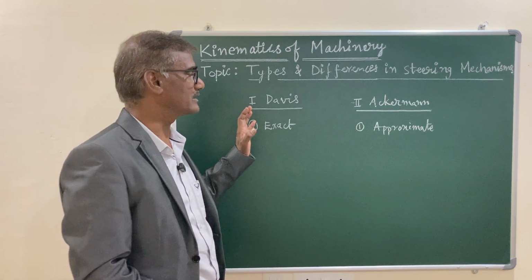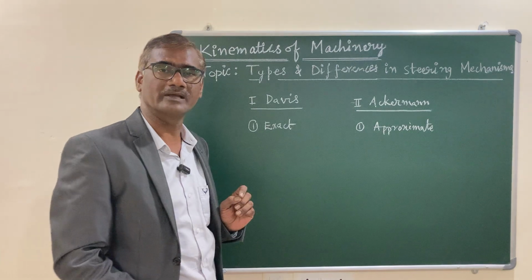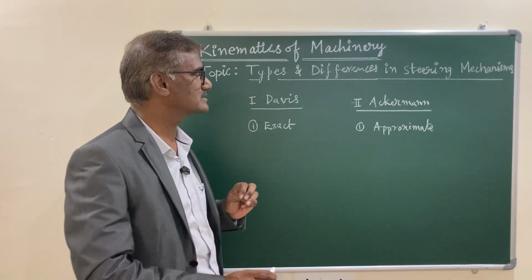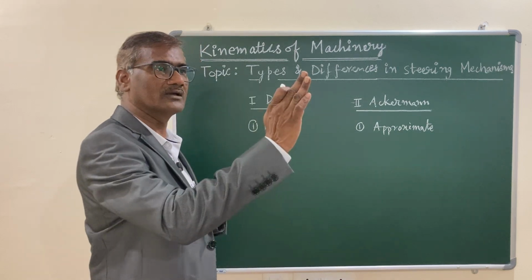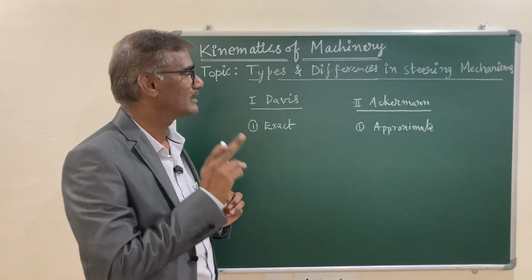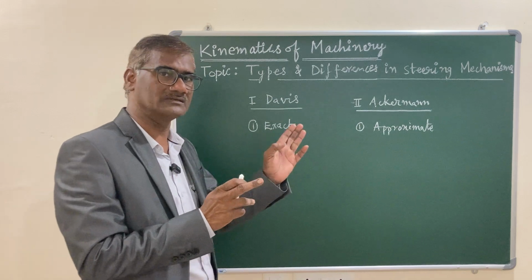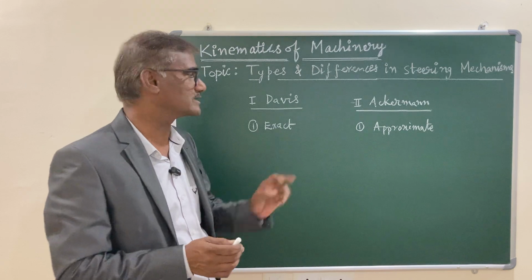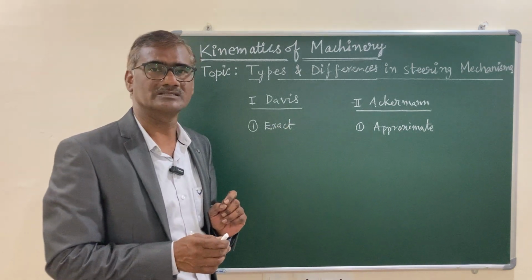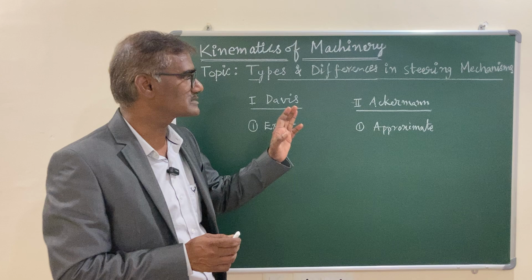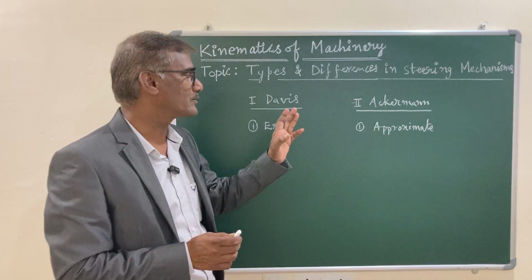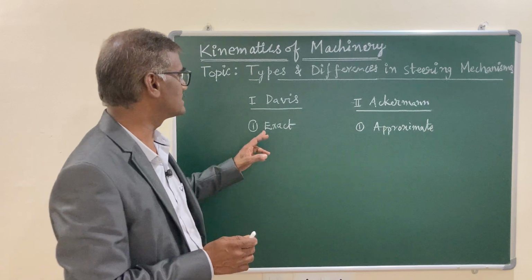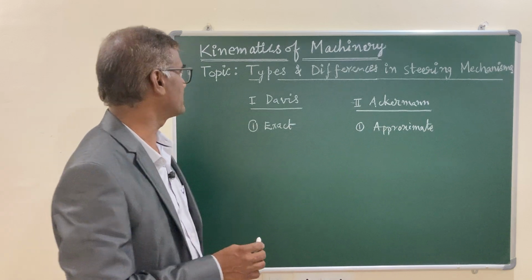that means for all turning angles, whereas the Ackermann steering gear mechanism is going to satisfy it only in 3 positions. What are these 3 positions? When a vehicle is moving on a straight line path, that is the first position, and when the vehicle negotiates a left turn or a right turn at a specified angle, it satisfies the condition for correct steering. That means the Ackermann steering gear mechanism is known as an approximate steering gear mechanism, whereas Davis is an exact steering gear mechanism.